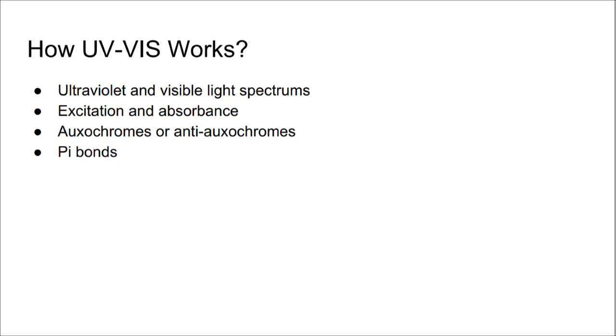Substituents that either enhance or diminish this coloring power of chromophores are respectively called auxochromes and antiauxochromes. And finally, groups that shift the absorption maximum to higher or lower wave numbers are called bathochromic or hypsochromic, respectively.